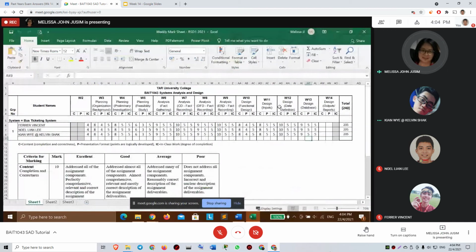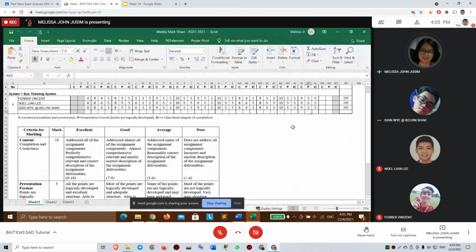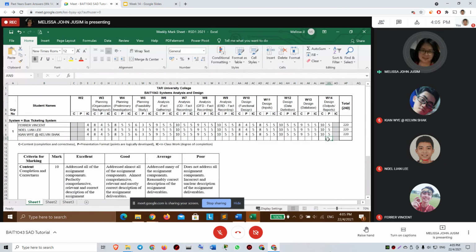Okay lah, I give you content macam okay. Macam okay ah. Can I deduct marks? Content berapa? 10 ah. I give you 10. And then presentation also good. 5 full mark. So your total is 220 over 240.